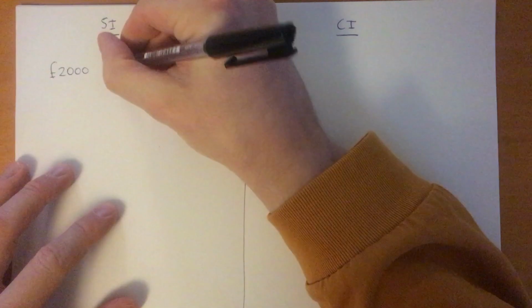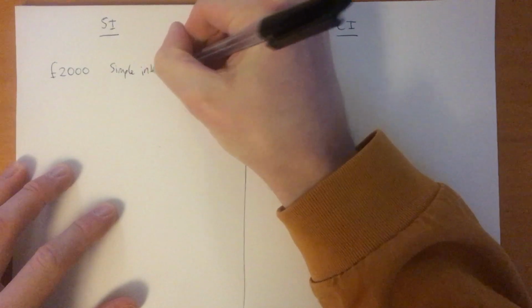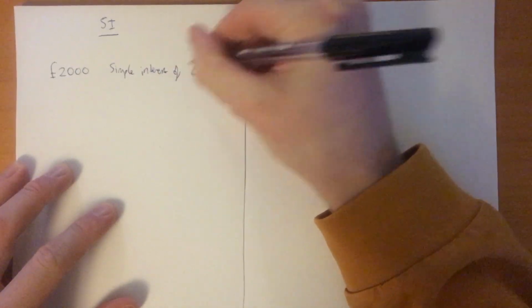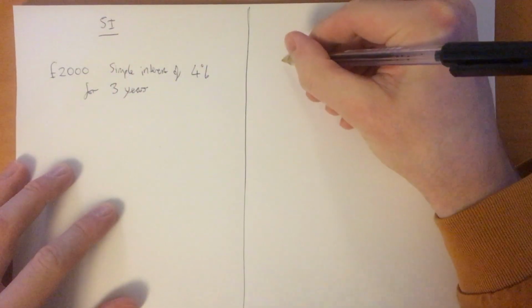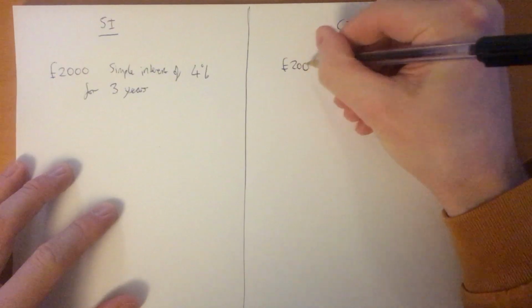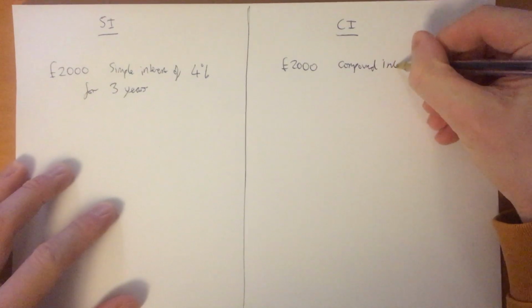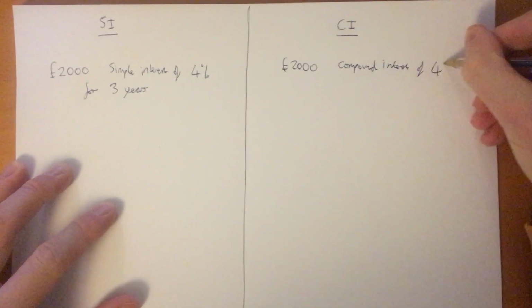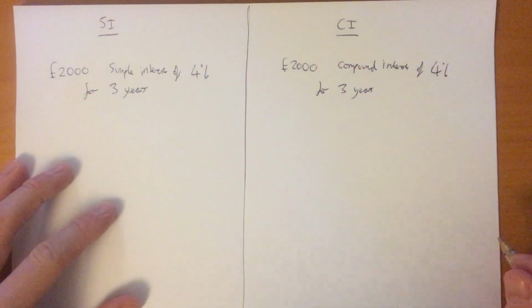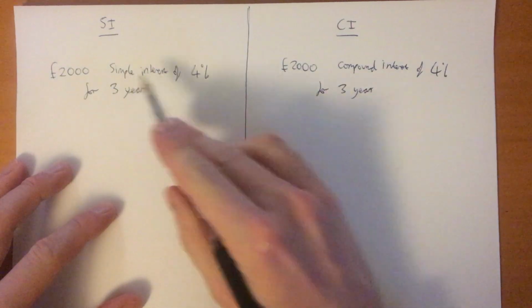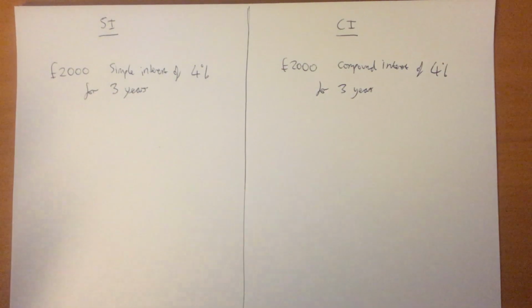£2,000 in a bank account, simple interest of 4% for 3 years. And then I've got here compound interest, £2,000 compound interest of 4% for 3 years. So it looks like the exact same question. The only difference is that one is simple and one is compound. So let's go through both of them now. And again, if you want to pause the video and try yourself, please do.